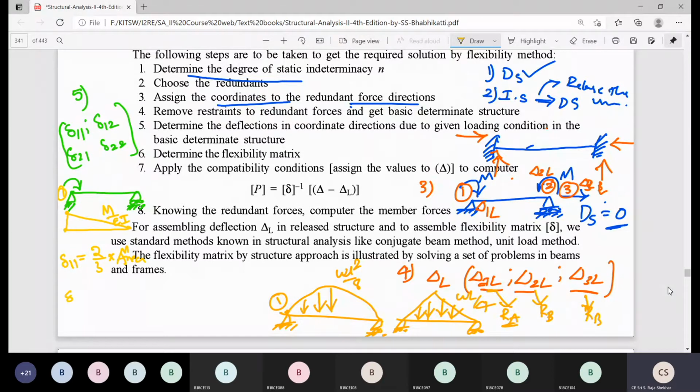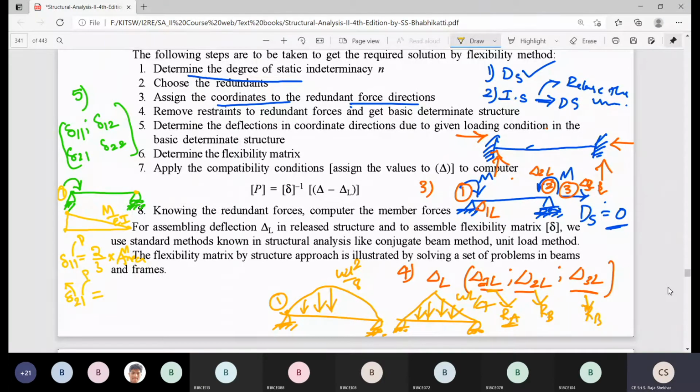So delta 21 will be calculated as delta 21. This delta 21 is at coordinate direction 2. If load is applied at coordinate direction 1, the corresponding deformation at coordinate direction 2 will be delta 21.